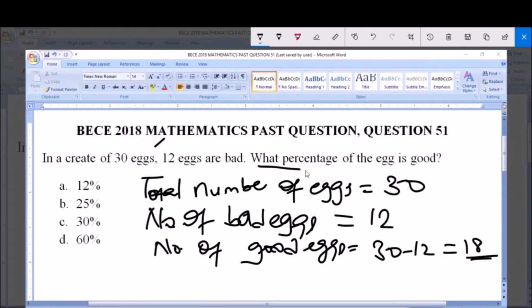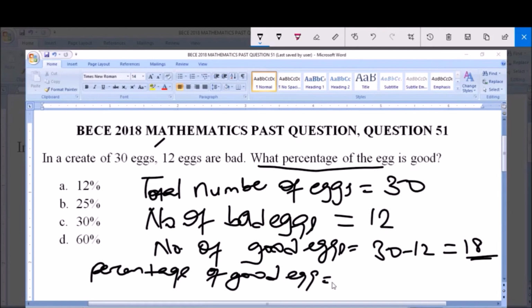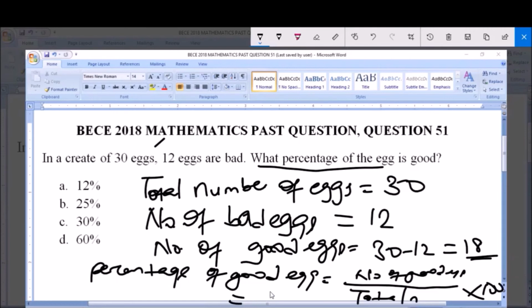But the question asks us to find the percentage of eggs that are good. So therefore, the percentage of good eggs is equal to the number of good eggs all over the total number of eggs, times 100. Remember, it's in percentage. So this is equal to 18 all over 30 multiplied by 100. We cancel this 0. 18 divided by 3 will give us 6, and 6 times 10 will give us 60%. So therefore, the percentage of good eggs is equal to 60%.